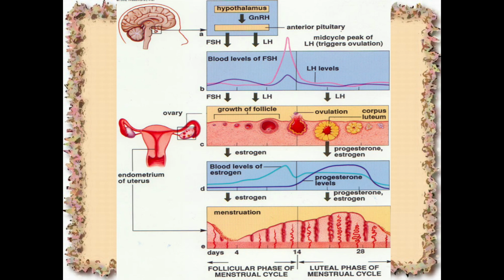And then the phases: menstrual phase, proliferative phase, secretory phase. Estrogen is the major hormone in the proliferative phase. Progesterone and estrogen are both there in the secretory phase, but progesterone is the major hormone in the secretory phase. And the line is the ovulation. Okay, and follicular phase and luteal phase.